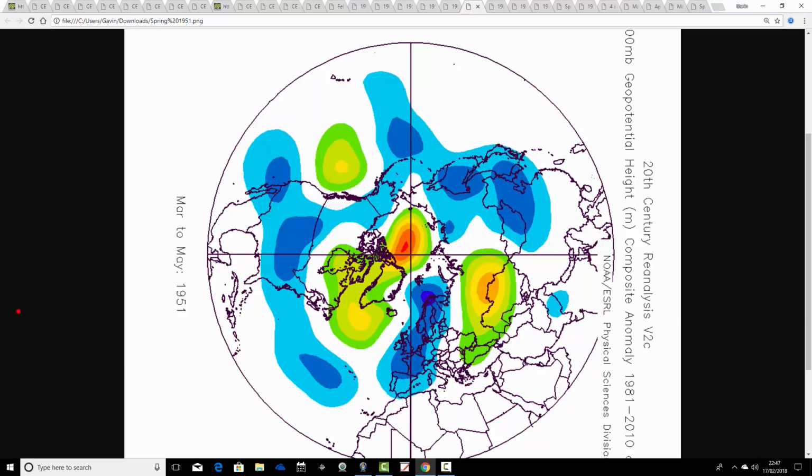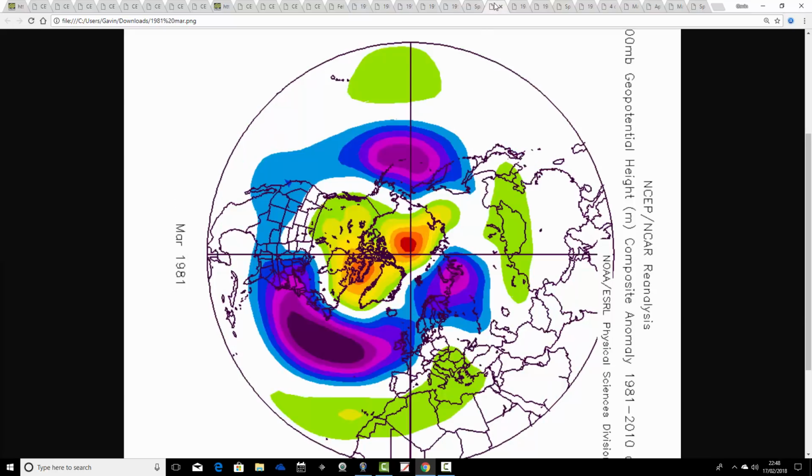If you combine March to May, it looks like it's an unsettled signal with below average heights across much of northern Western Europe, a ridge in the middle of the Atlantic. So probably quite cool and probably quite an unsettled spring, not the best spring by any means in 1951.